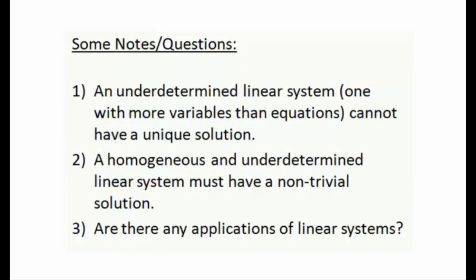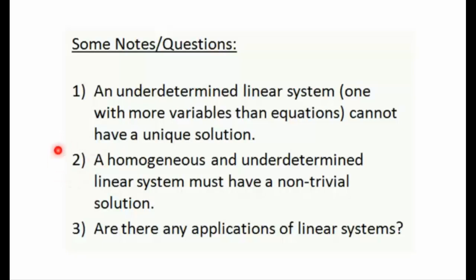So a couple ideas to leave with you at the end of this video. The first one is that any linear system that has more variables than equations is called underdetermined. And these special kinds of linear systems, it's impossible for them to have a unique solution. The reason why they can't have a unique solution is because they end up having more columns than the number of leading ones that we can get in there.